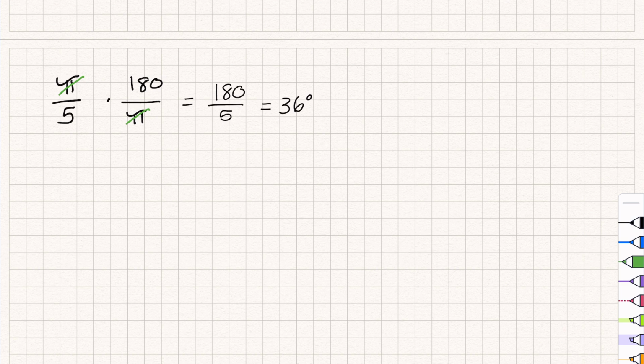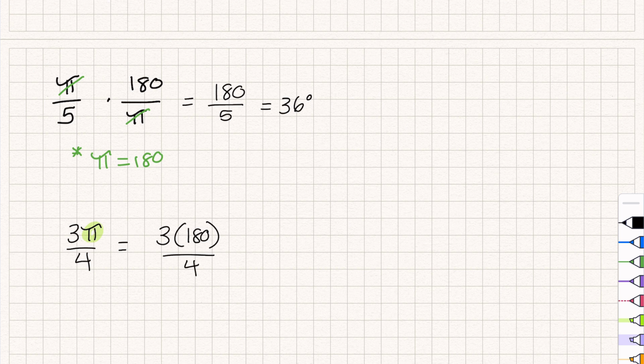Now, we know that pi is equal to 180. So in other words, we can just replace pi with 180 when we're converting. So for example, if I had 3 pi over 4, we can replace pi with 180. So it becomes 3 times 180 divided by 4, which would give us 135 degrees. So that's a little trick that you can use.